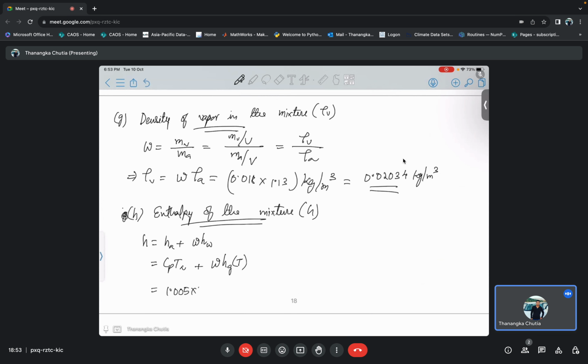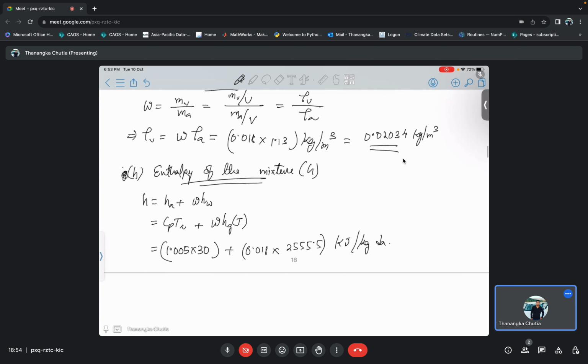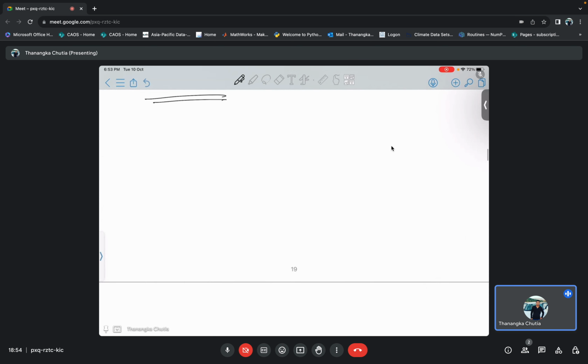Okay, so this is what? 1.005 into 30 plus W is 0.018 into 2555.5. Okay, that will be kilojoule per kg of dry air. So you put all this, you will get the value as 76.149 kilojoule per kg of dry air. Okay, so this is the enthalpy of the mixture. Fine. So then let us go to the next question.